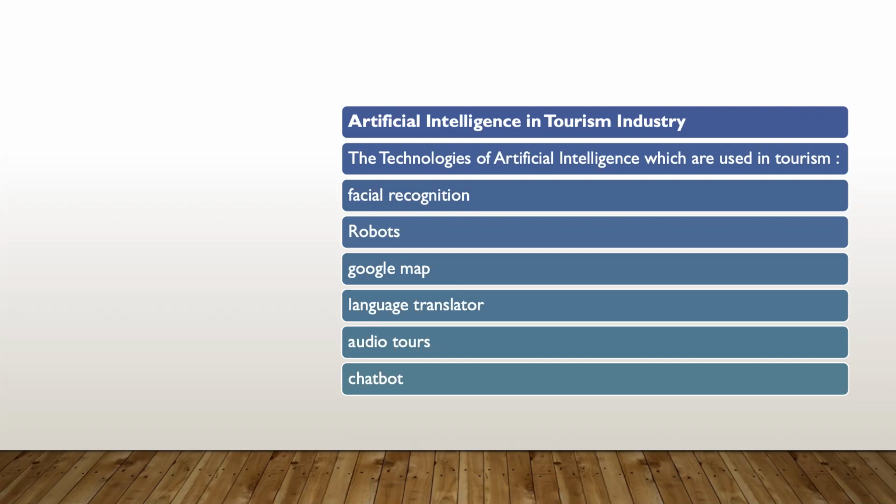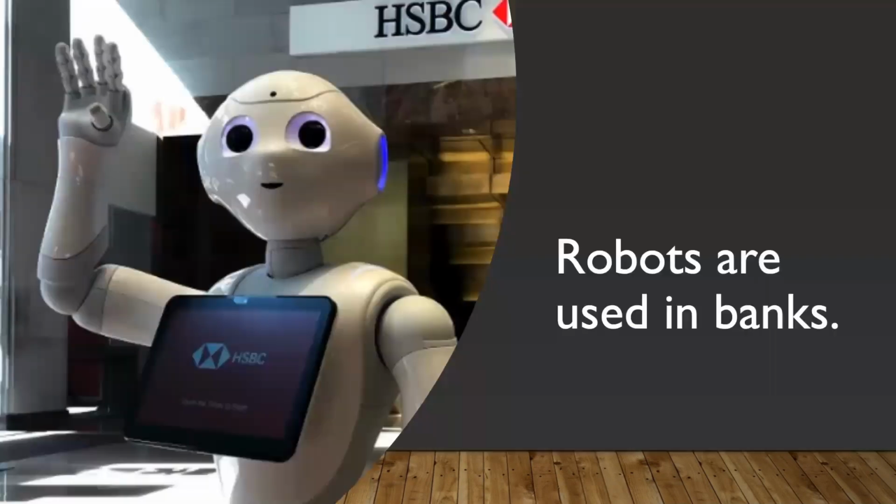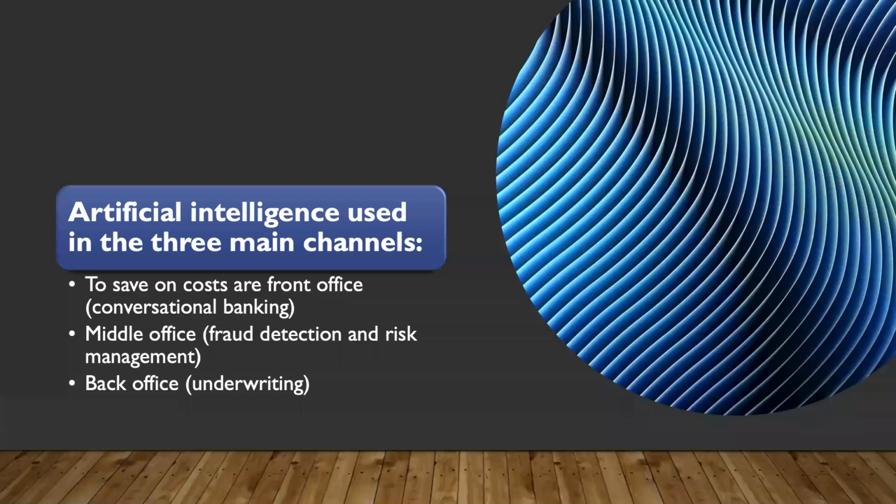However, using robots in tourism industry causes many humans to lose their jobs. Robots in customer service can also be used in banks. They can also be used in other parts of the bank. In banks, artificial intelligence is used in three main channels to save on costs: front office conversational banking, middle office fraud detection and risk management, and back office underwriting.